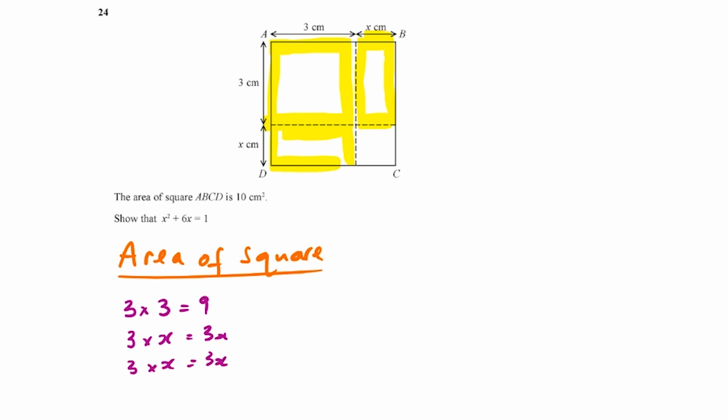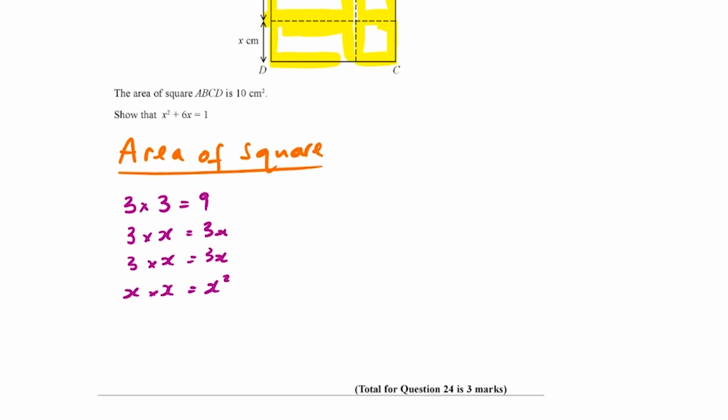And then finally, we've got that small square there, which is x times x. And we write that as x squared. If we add all of that lot together and simplify it, then we get x squared, add 6x, add 9. That is the area of the square algebraically.